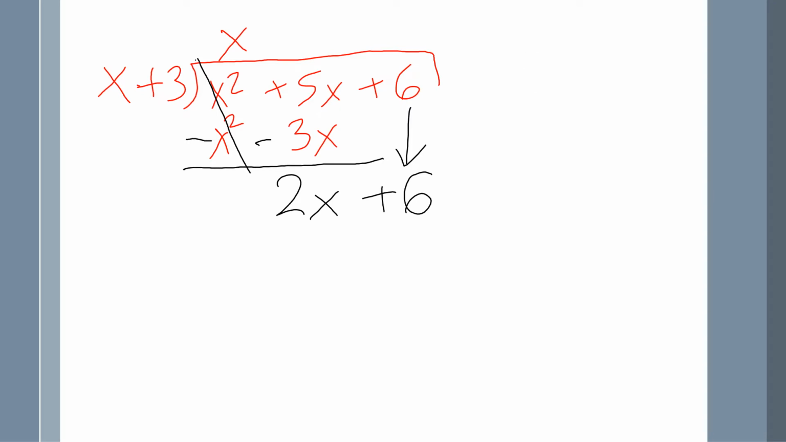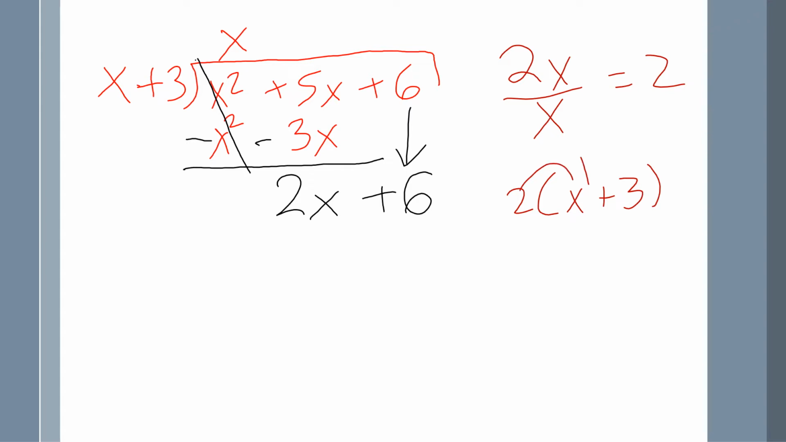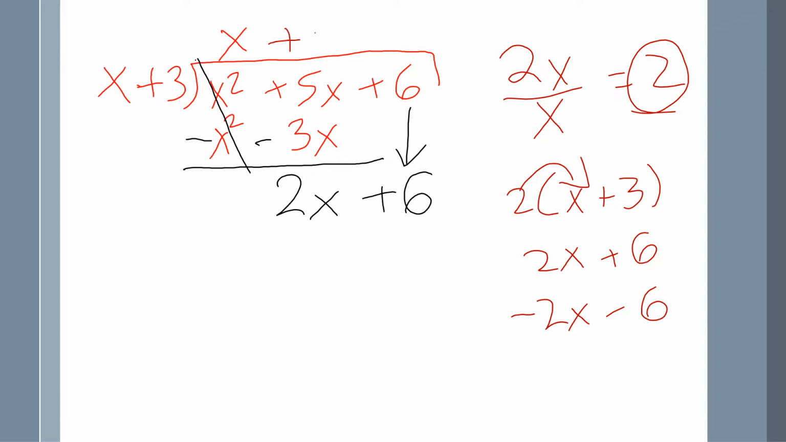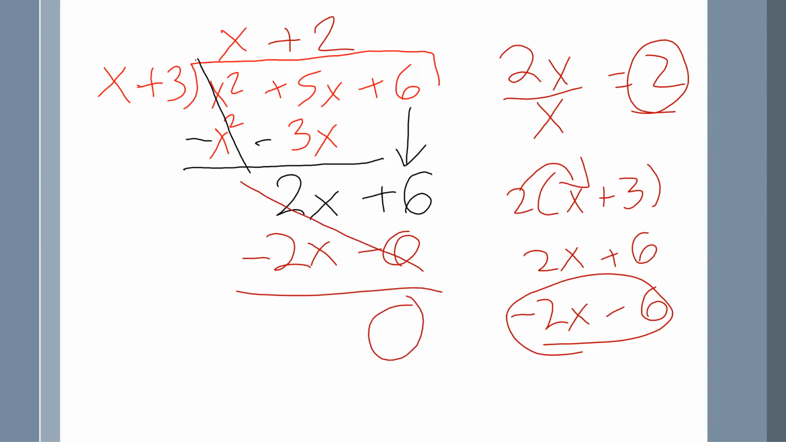Alright. We have 2x divided by x. That's just 2, right? Alright. 2 times x plus 3. 2x plus 6. Don't forget change your signs. Don't forget this is your quotient, so you gotta bring this here in your quotient piece. So let's go ahead and do this. And bring this over there. So that out goes to 0.